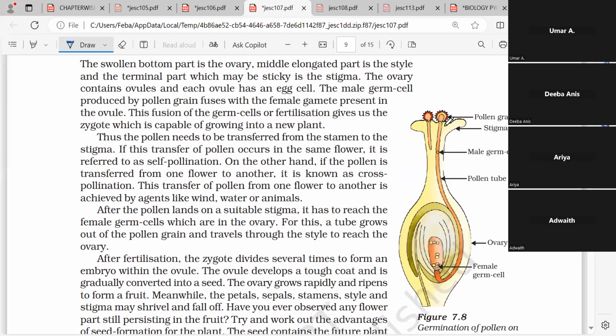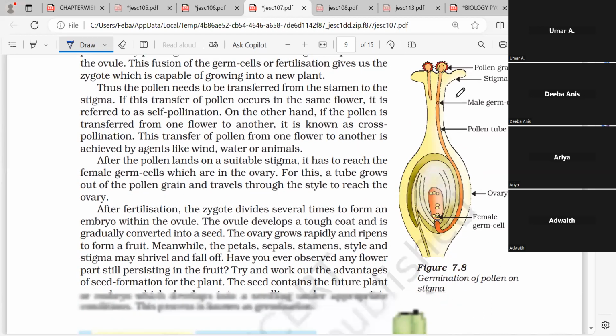So about the female reproductive part, which are the parts of the female reproductive part? Stigma, style, and ovary. Stigma is a landing platform for the pollen grain. Style is the neck-like portion through which the pollen tube grows down, and the ovary is the part that contains the ovule, inside which there is a female germ cell. Right?